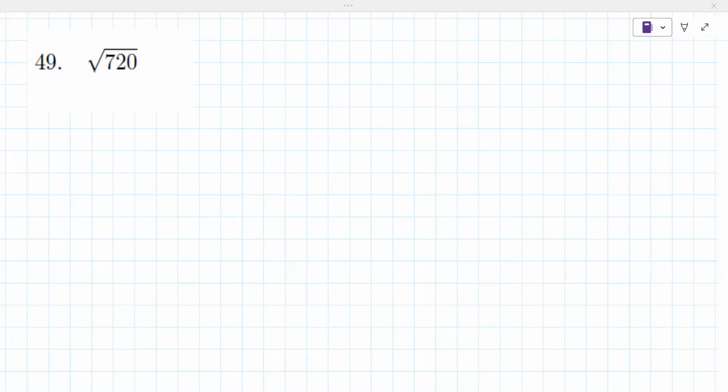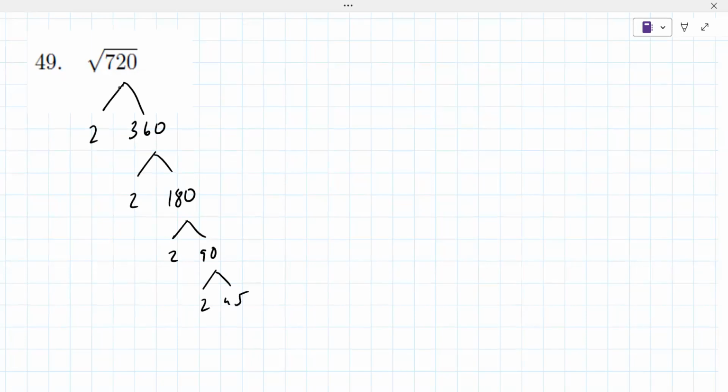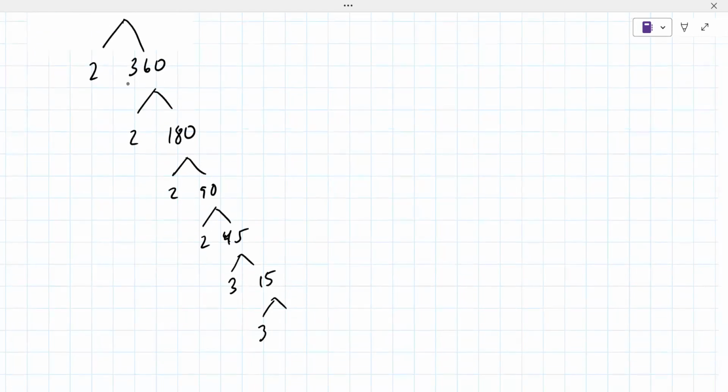Well, what I have is 10 square root 3, but I'm not sure if that's right. Yeah, a little bit off here. So let's just go through it. 2 and 360, 2 and 180, 2 and 90, 2 and 45. Then you switch to 3. Really important that you do it in order. So 3 and then 3 and 5.